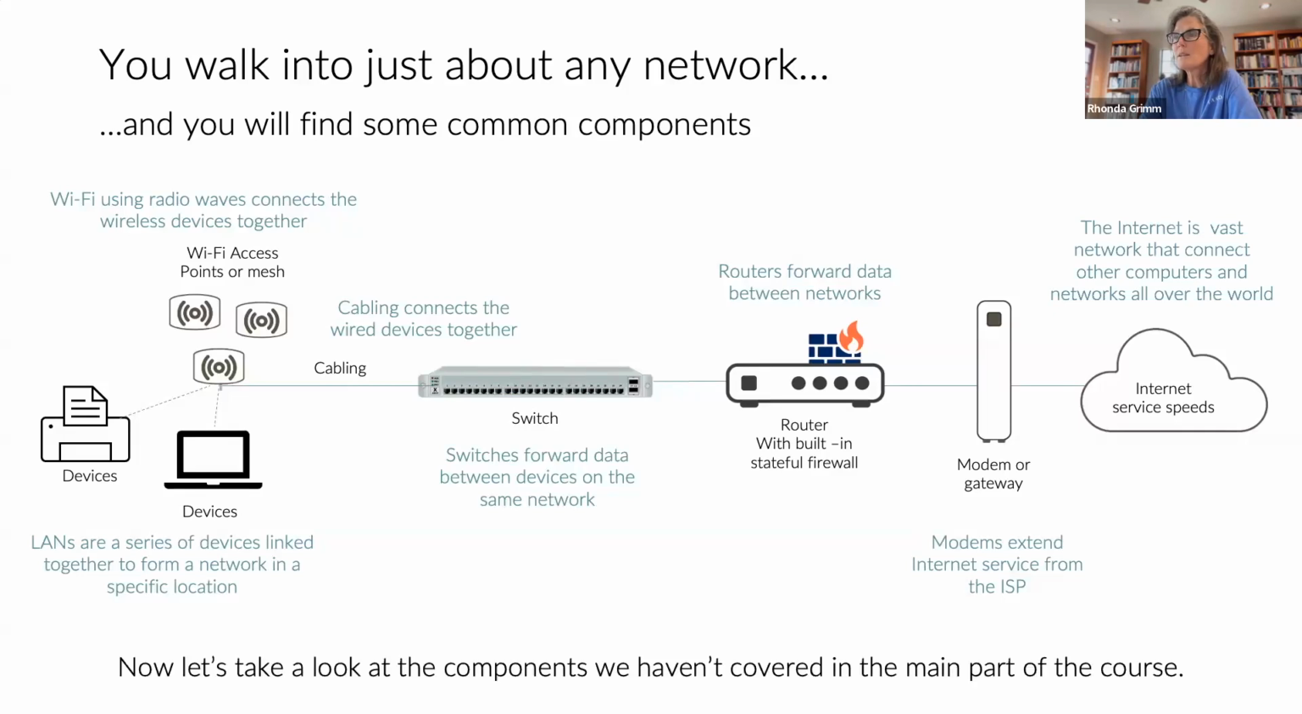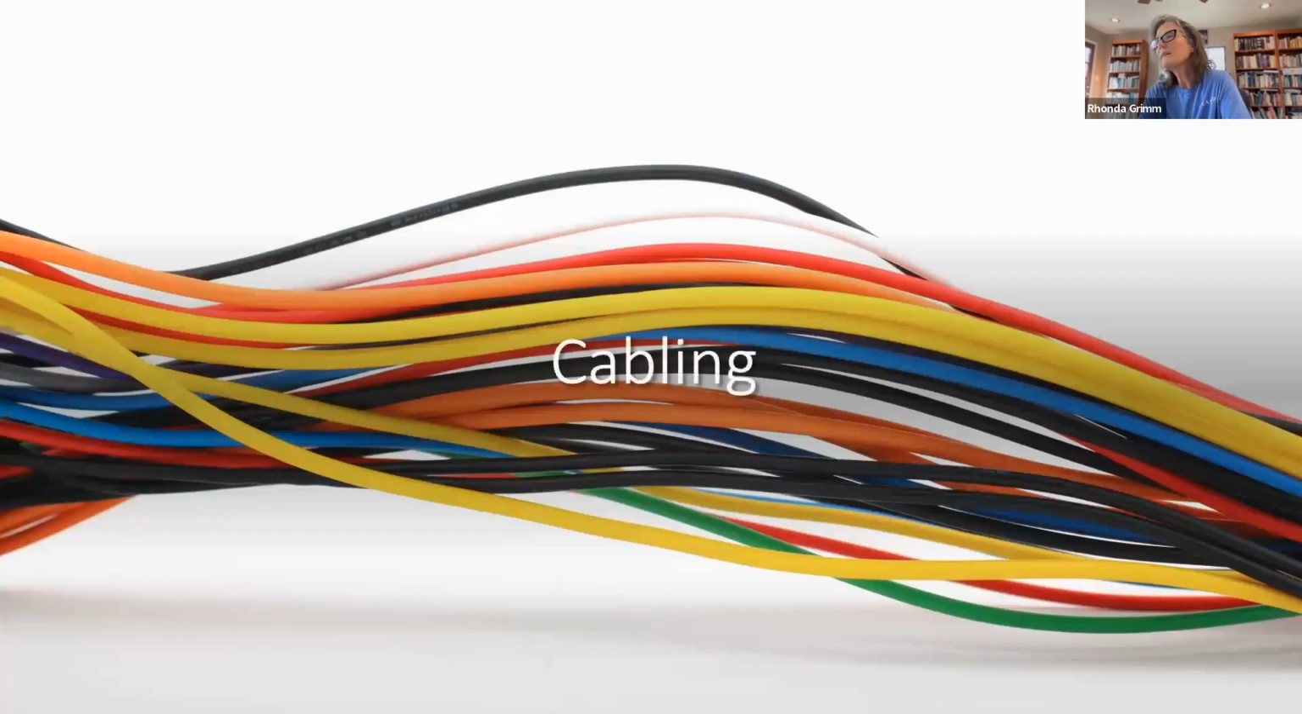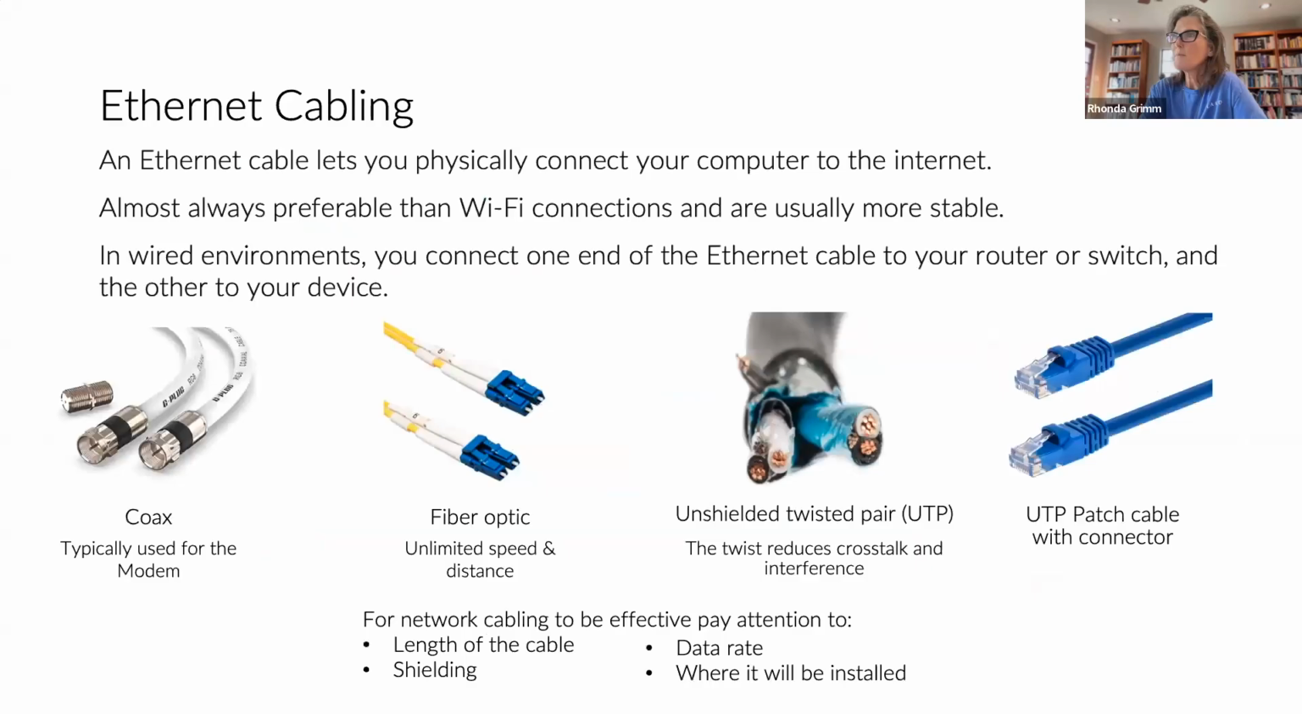So these are some of the components. Let's drill down onto some of them. Ethernet cabling is what people use. There's all kinds of different cabling. You've heard of coax, which is usually used for the modem, although that's changing rapidly. You've got fiber optic cable, unshielded twisted pair, and patch panel cables. It's almost always preferable to hardwire something with Ethernet cabling as opposed to just throwing it on Wi-Fi. The connections tend to be more stable over Ethernet and faster.